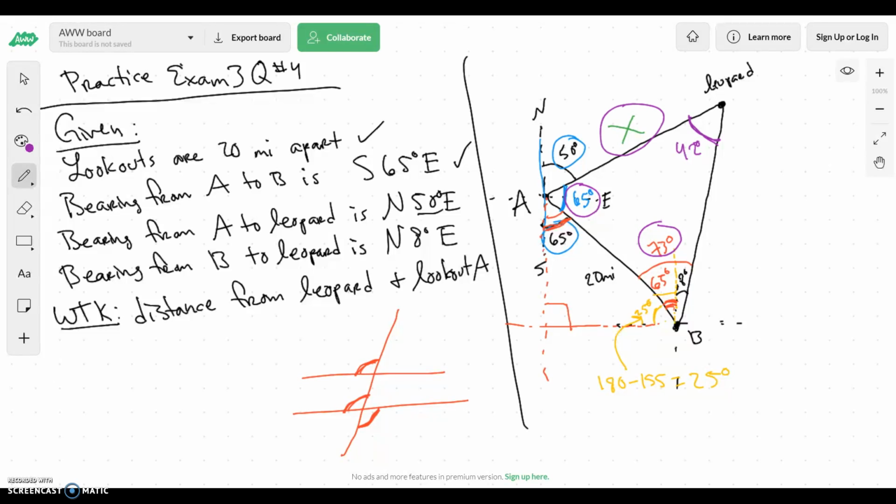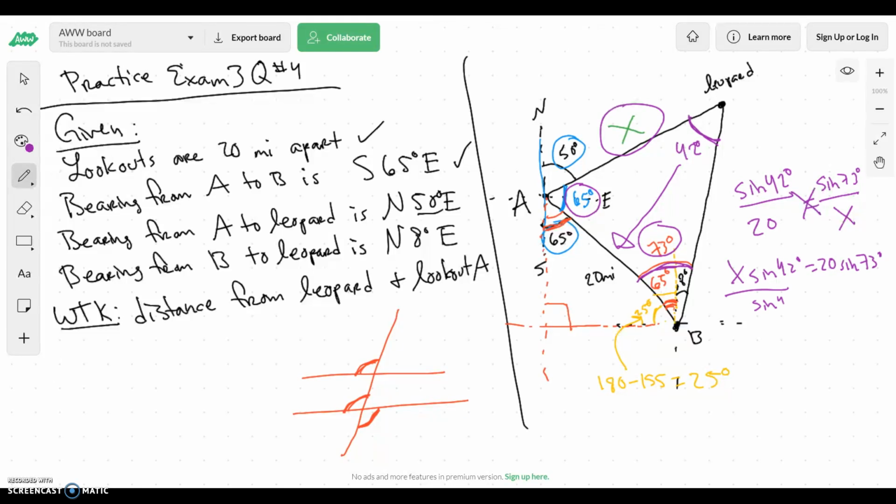All I have to do is just use the law of sines. So I can say the sine of 42 degrees divided by the opposite side, which is just the 20 miles that was given to us, is equal to, well, now I'm trying to figure out this x. X is opposite of this angle, which is 73, so sine of 73 degrees divided by x. We can go ahead and cross multiply. x sine of 42 degrees is equal to 20 sine of 73 degrees. Let's divide by the sine of 42 degrees.